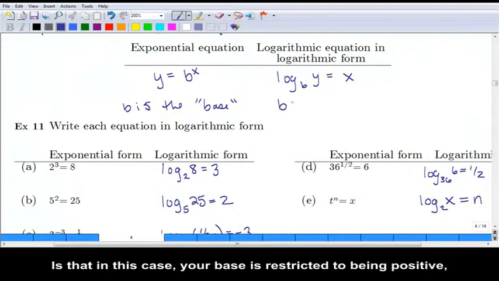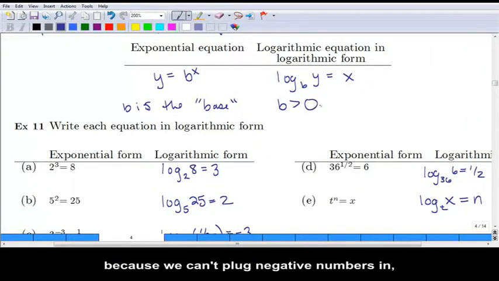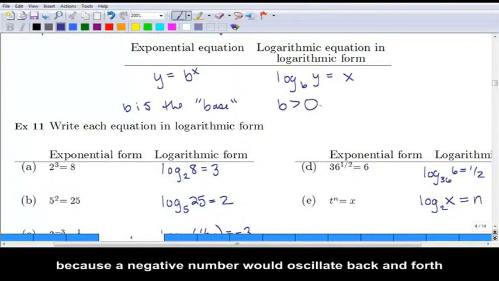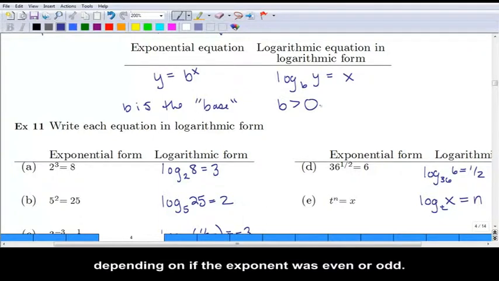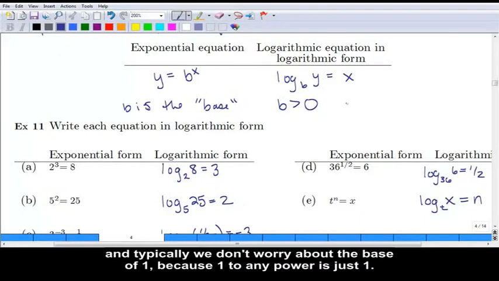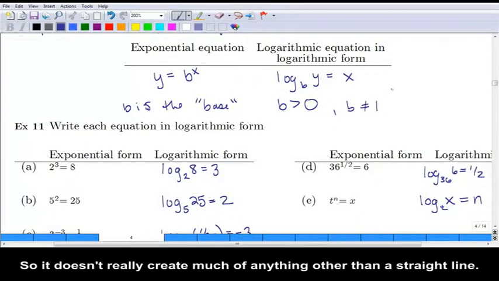this case your base is restricted to being positive, because we can't plug negative numbers in, because a negative number would oscillate back and forth depending on if the exponent was even or odd. So we only deal with bases that are positive, and typically we don't worry about the base of 1, because 1 to any power is just 1, so it doesn't really create much of anything other than a straight line.